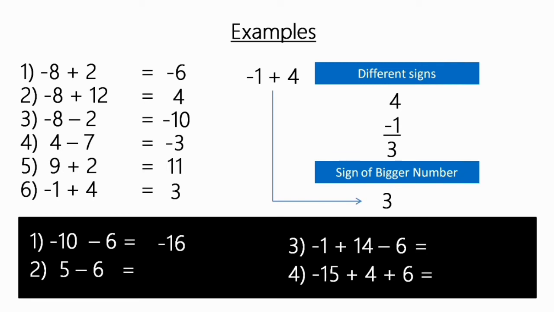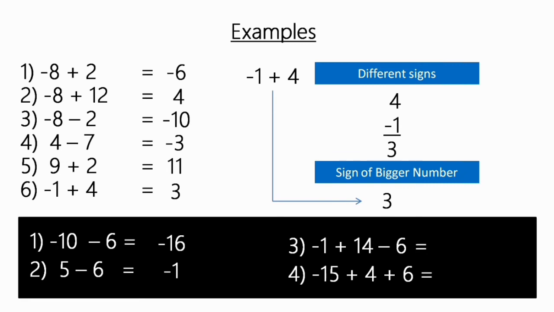So you will have negative 16. Then number 2, 5 minus 6. They are of different signs, so I will subtract the smaller magnitude from the bigger one. So it becomes 6 minus 5. You have 1, and the answer will be a negative value because the bigger magnitude is 6, which is negative. So you have negative 1.